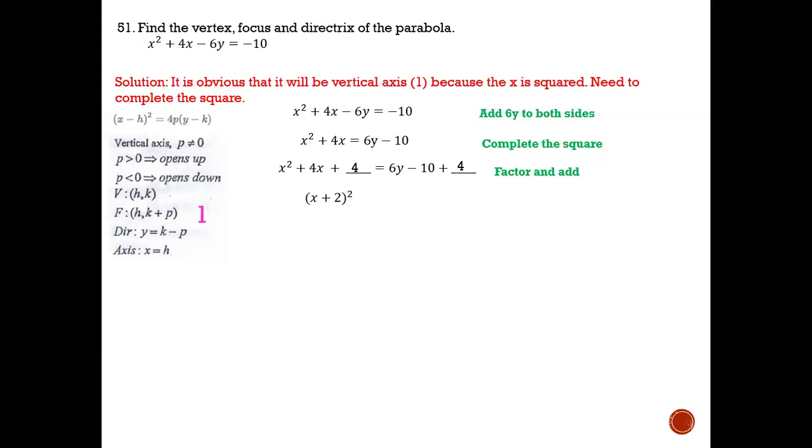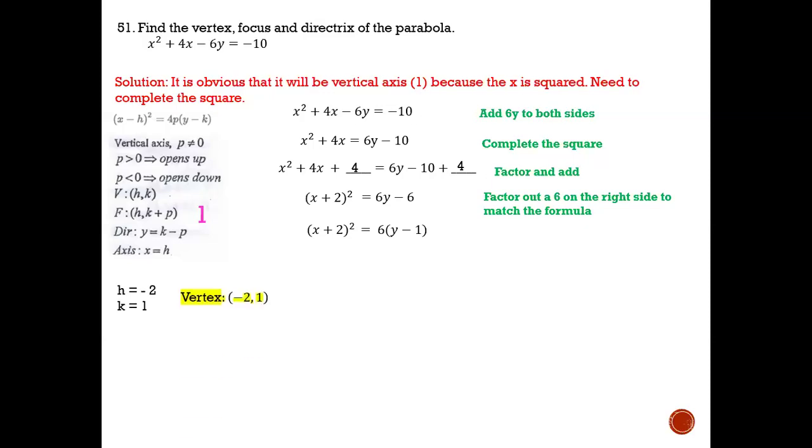Okay, I'm going to combine my two like terms. -10 plus 4 is a -6. And then what I'm going to do is I'm going to factor out the common term, which is the 6. So when I do the factoring of the right side, I get the standard form of the equation, which is x plus 2 squared is equal to 6 times y minus 1. Okay. Now that I have it in standard form, I can answer what they're asking me. The vertex here, this graph got shifted 2 units to the left, 1 unit up. So my vertex is at -2, 1.